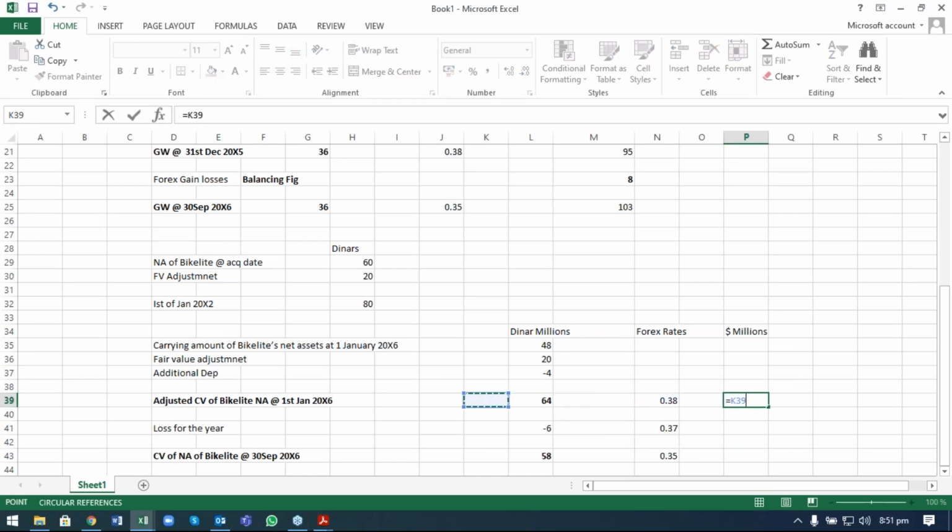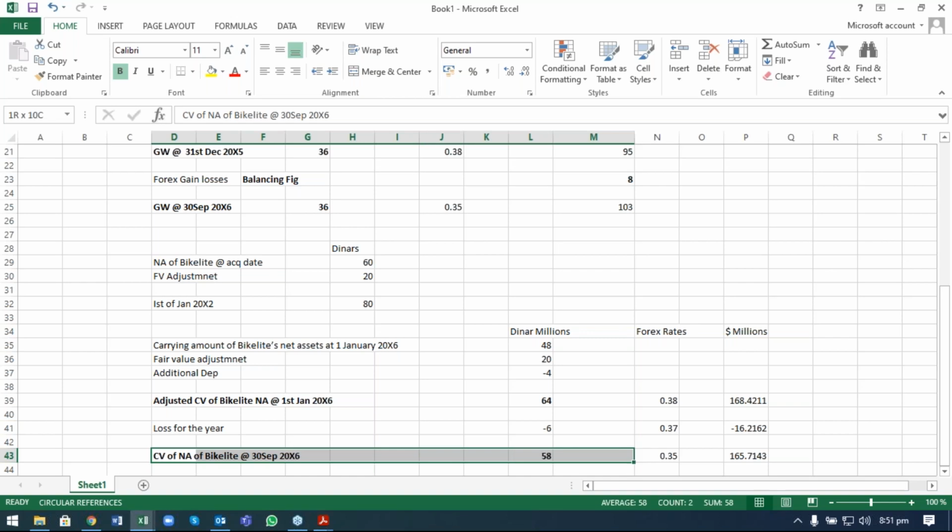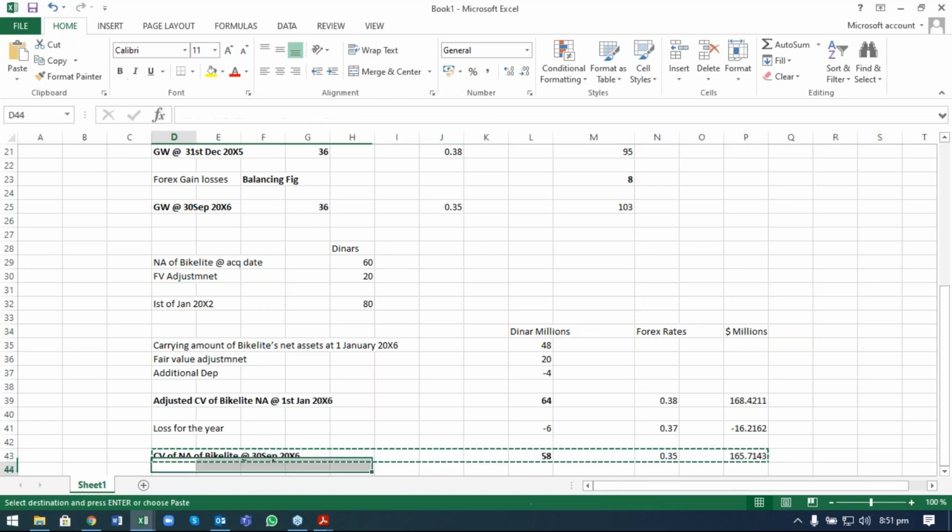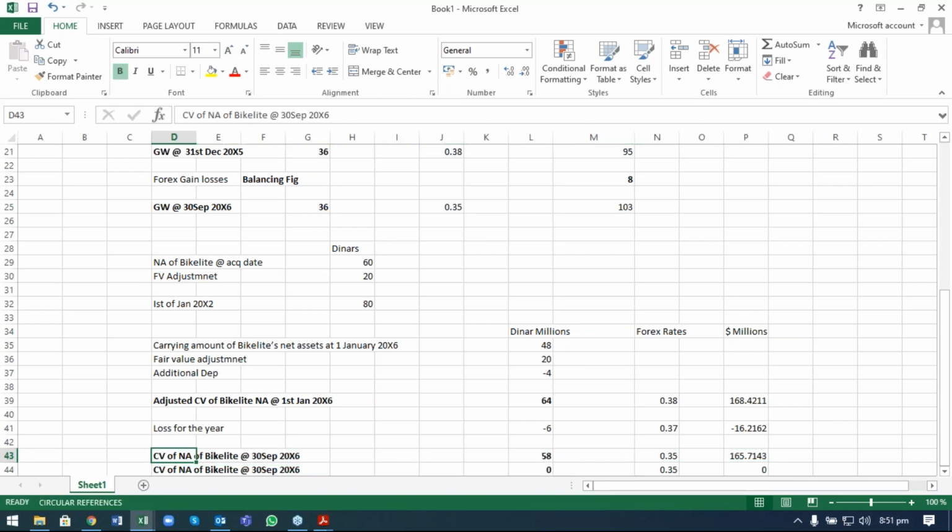How are you going to calculate this? 64 million divided by 0.38. It's this value, and I'm going to replicate all these values over here. So this is 165 million. Any foreign exchange gain or loss, which is a balancing figure, should be reported over here.